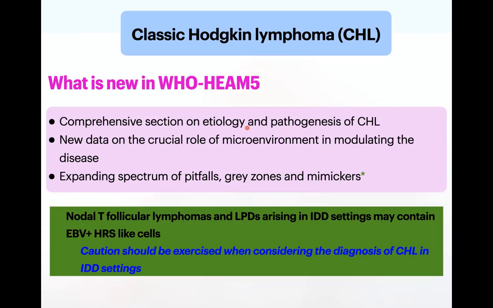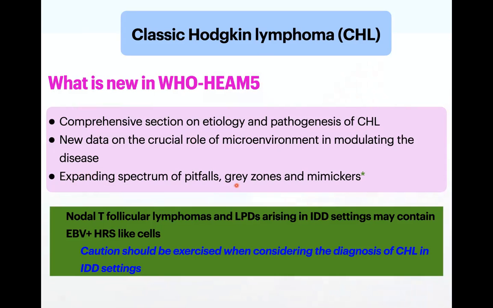So what is new? This was what was retained from the fourth revised edition. What is new is they have given a comprehensive section on the etiology and pathogenesis of classical Hodgkin's lymphoma, based upon the new data on the crucial role of the microenvironment in modulating the disease. Classical Hodgkin's lymphoma is a disease in which the tumor cells have a germinal center B cell origin and are low in number, surrounded by a rich microenvironment of reactive cells. The data which is emerging, a new section is given on that.